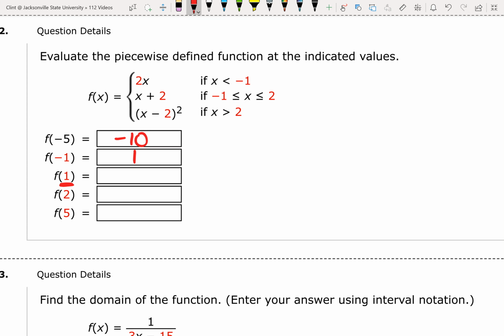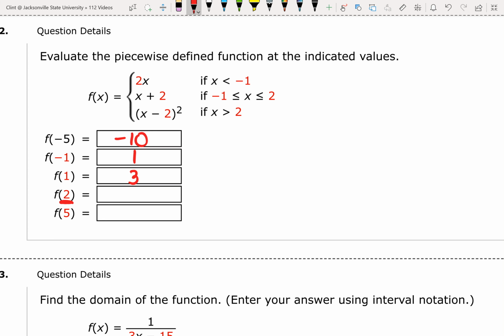Next one is we want to use 1. So again, this one says we use this piece if our x value is between negative 1 and 2. So 1 is between negative 1 and 2, so again we're going to use this middle piece, x plus 2. So we'll have 1, that's our x, plus 2, get 3. Evaluating is not the hard part, we just have to make sure we're picking the right piece.